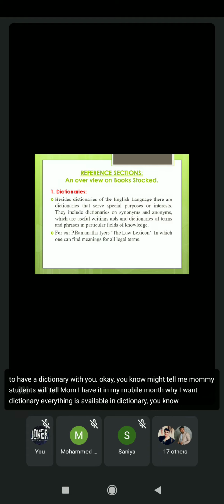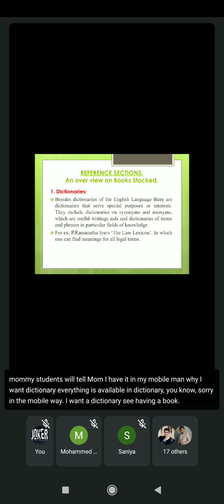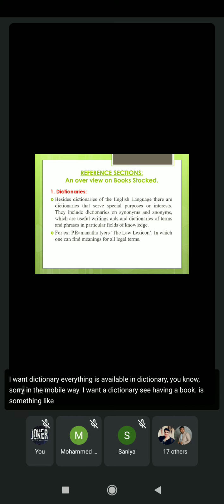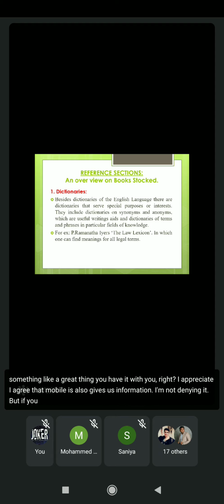Sorry, on the mobile, why would I want a dictionary? See, having a book is a great thing. You have it with you, right? I agree that mobiles also give us information, I'm not denying it. But if you have a dictionary with you, you can see the language and improve.